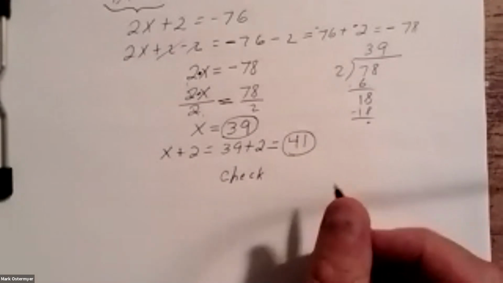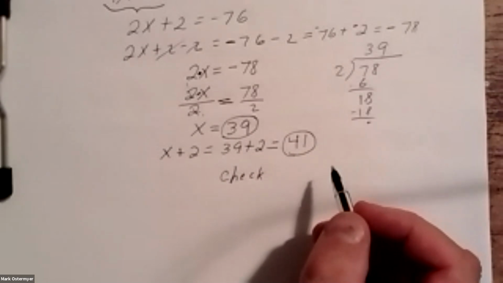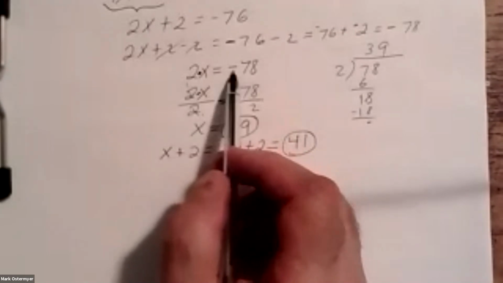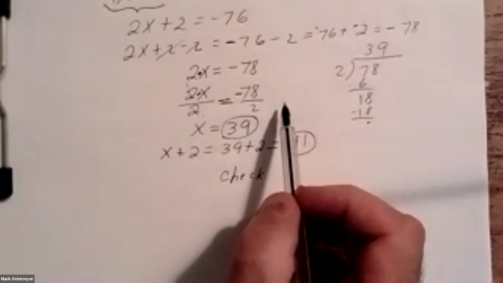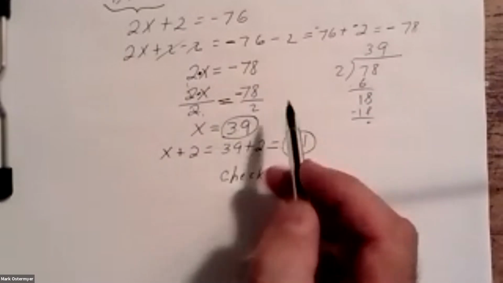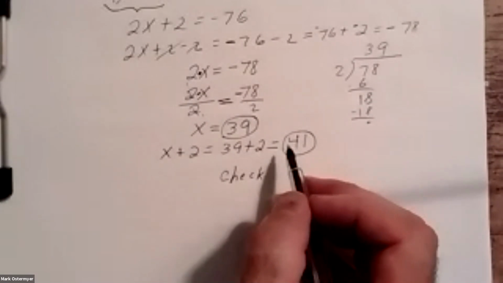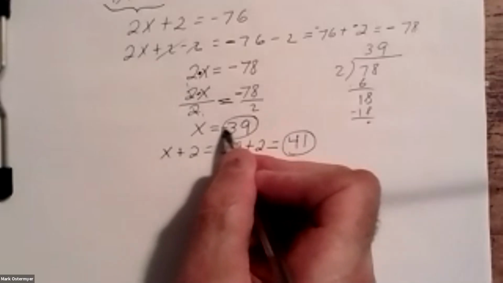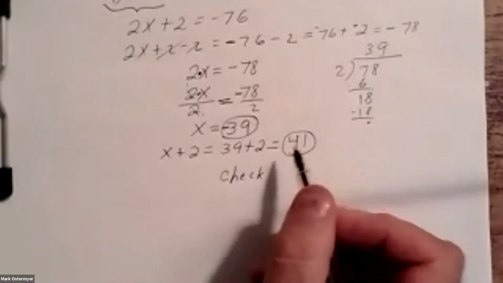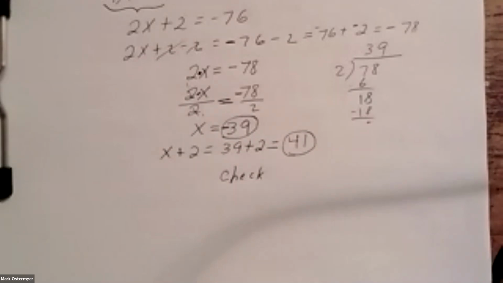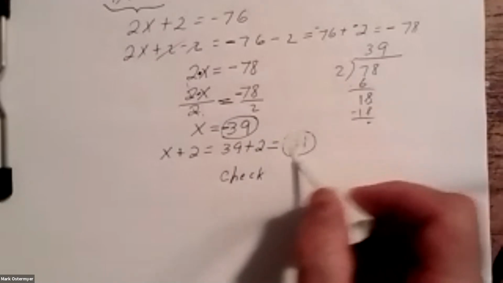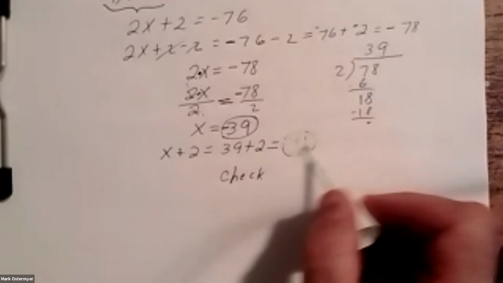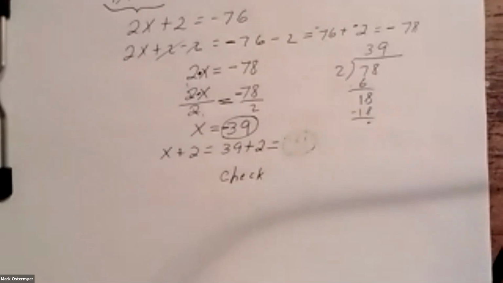Wait a minute here. We made a mistake somewhere. Should you have a negative? Wasn't this a negative 78 back up here? Yeah, we got to bring it down. What's a negative divided by a positive? A negative. This should be a negative what? 39. So then that 41 is going to be a 37. So this next one is going to be different then, correct? So just be careful not to lose your signs.